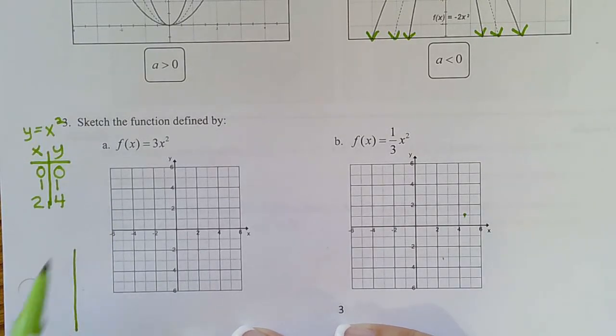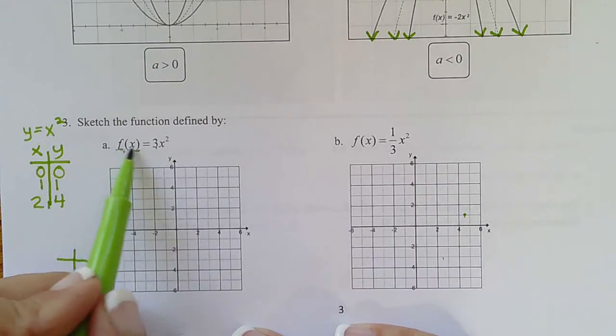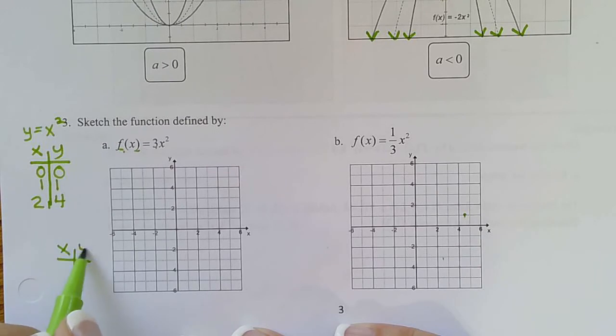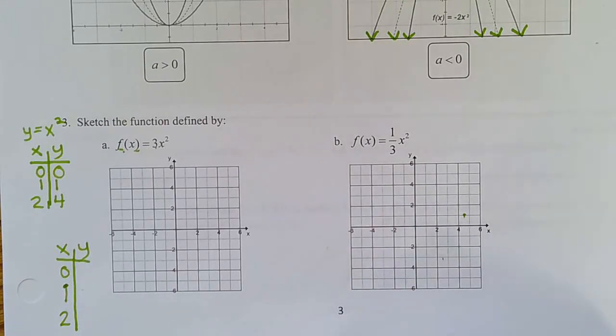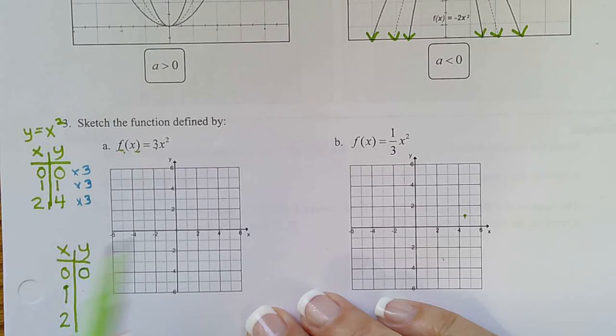Well, when I'm going to be multiplying by 3, y is 3 times larger, because remember f of x is y. So I keep my same x's, but y is going to be 3 times larger, because that's what this says. So take each of these numbers and multiply them by 3. And that will give you your new t-table. So 0 times 3 is still 0. So the parabola will still be placed at the origin, the vertex.